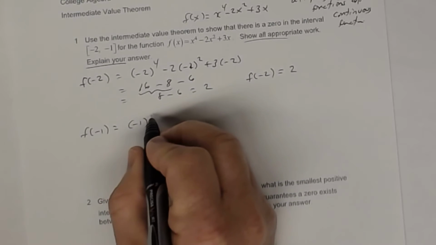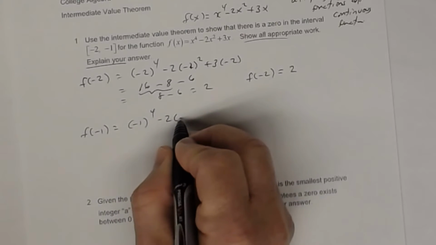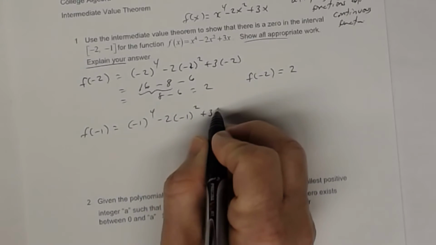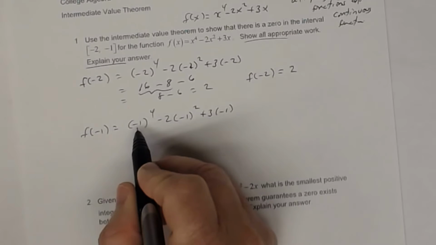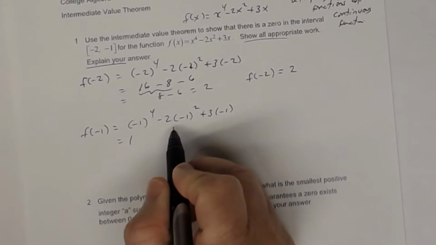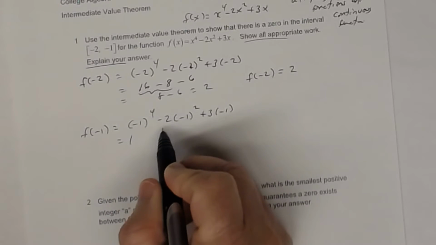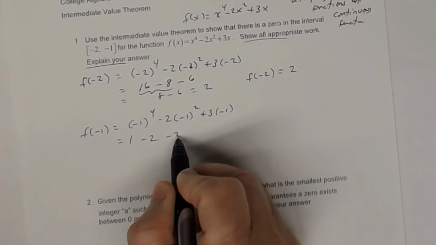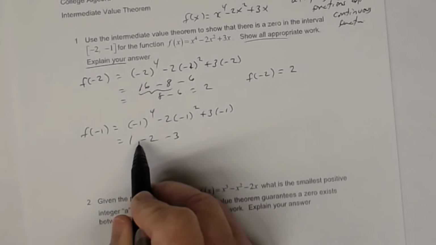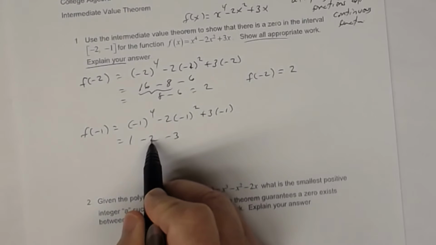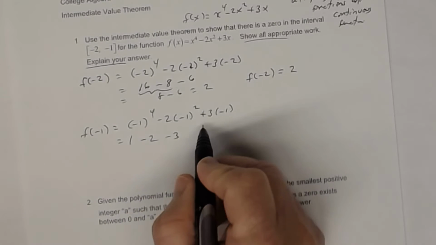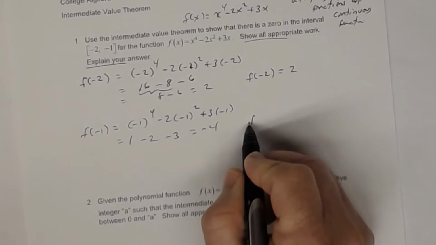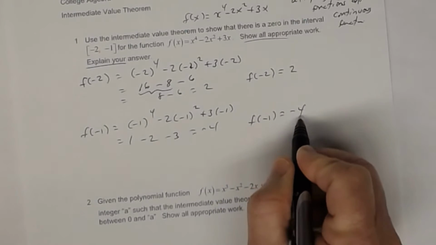So I get negative 1 to the 4th minus 2 times negative 1 squared plus 3 times negative 1. Well, negative 1 to the 4th is a positive 1. Negative 1 squared is a positive 1 times negative 2 is a negative 2. And then 3 times a negative 1 is a negative 3. So when I add these numbers, 1 subtract 2 is a negative 1. A negative 1 and a negative 3 is a negative 4. So I found f of negative 1 to be a negative 4.